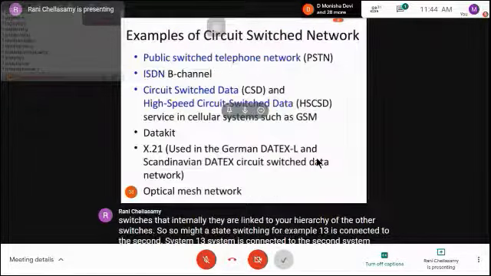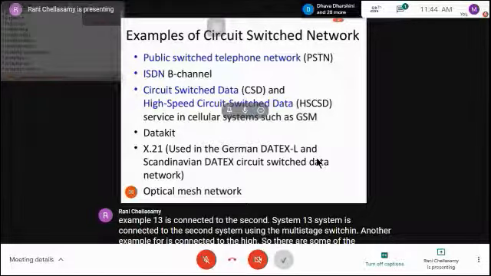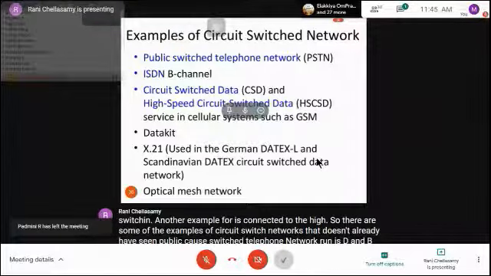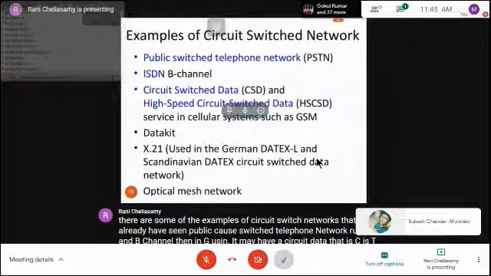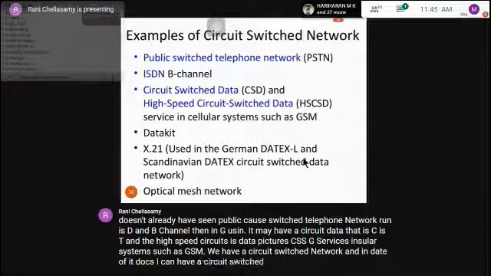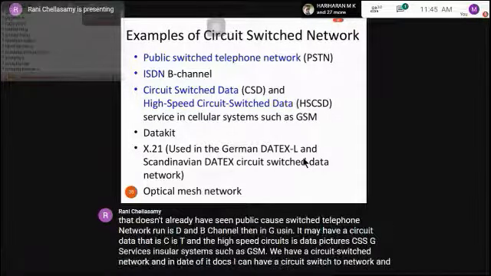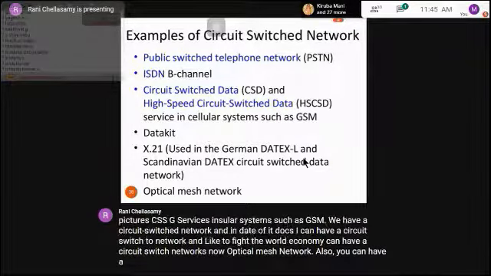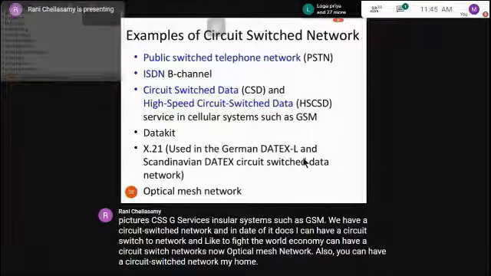There are some examples of circuit switched networks that we have already seen: the public switched telephone network and the ISDN channel. Then in GSM, you may have circuit switched data, CSD, and high-speed circuit switched data, HSCSD, services. In cellular systems such as GSM, you may have a circuit switched network, and in Datakit also, and in the X.25 protocol you can have a circuit switched network. Optical mesh networks also can have circuit switched network type techniques.